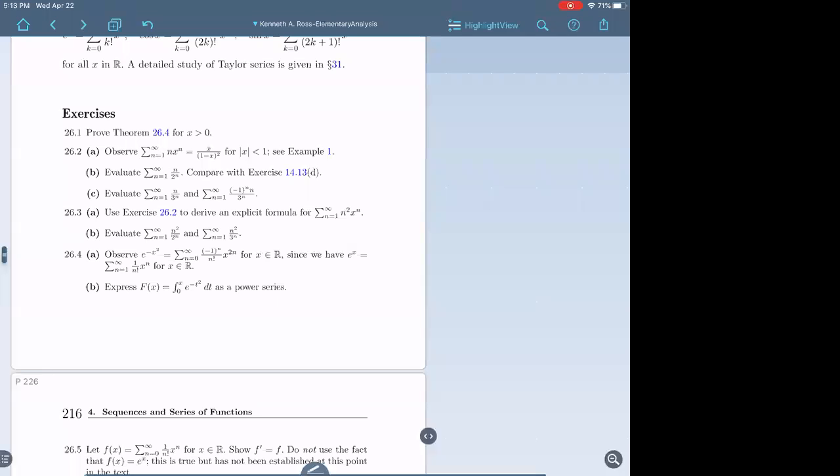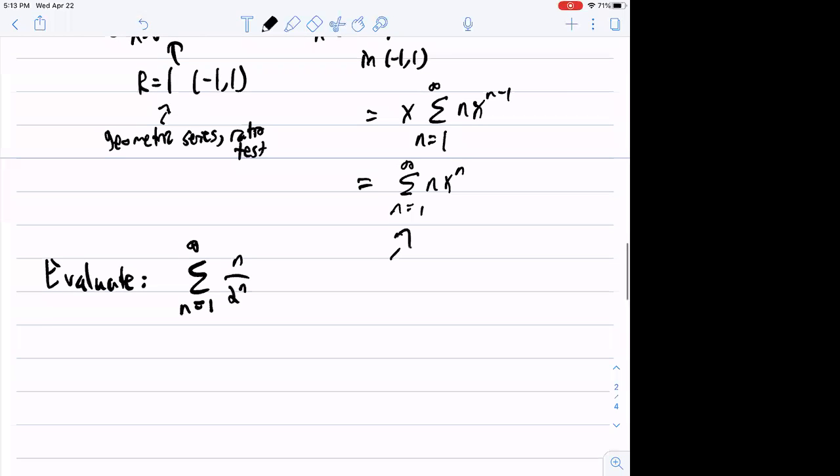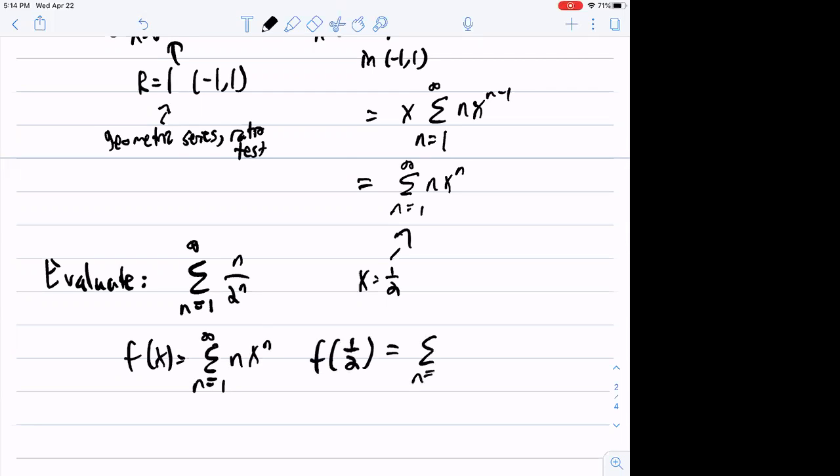So B, evaluate this sum. Now this is getting a bit interesting, because they want us to evaluate this thing. But this is just this thing with x equals a half. So again, if f of x is this, then f of a half is certainly just this.